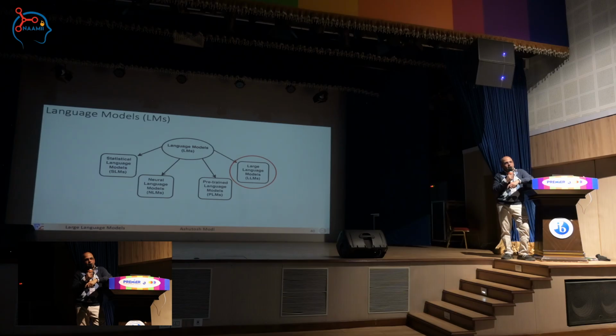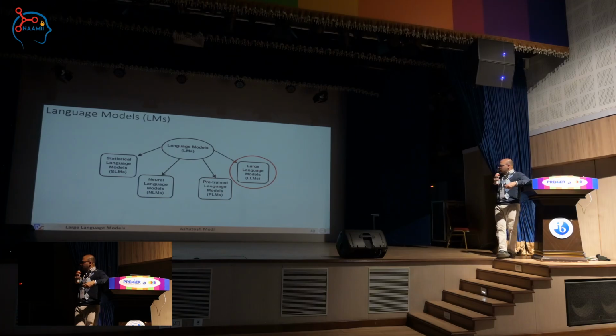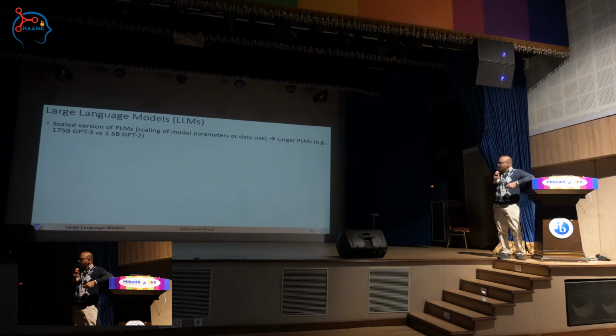I don't know if anyone of you has experimented with GPT-2, right? GPT-2 was a much smaller scale model. If you give it a prompt, it will start generating something, but after a while, it will start losing coherence of what it is generating, right? So what was really needed was something even bigger. So that's where the large language models came into being.